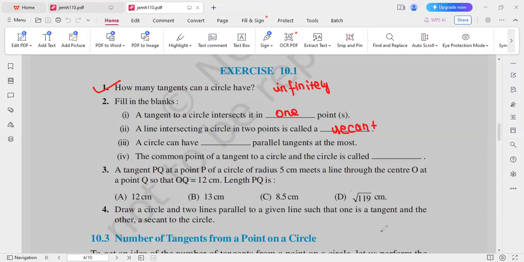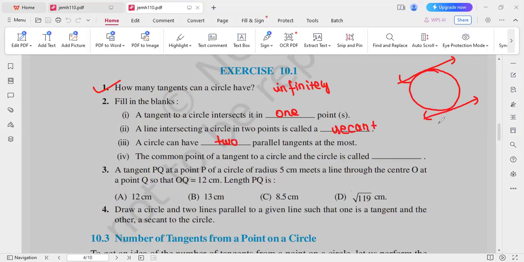Two parallel tangents, do you agree? Yes. Manya, if I write down 2 here, do you agree? Because if I draw a circle and draw one tangent here, then only one tangent parallel to this one is possible. If I'm talking about just this one, right? So how many parallel tangents can you draw?